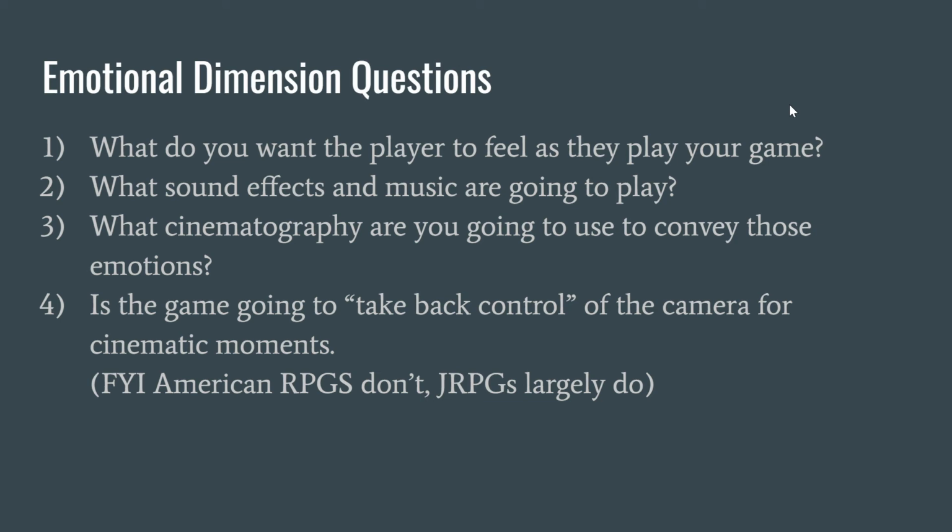This is a huge difference between American RPGs and JRPGs. American RPGs largely let the player control the camera during the cinematic scenes. JRPGs take control of the camera so they can use the camera and the angles of the camera to actually make you feel what's going on. If I'm in a cutscene in Skyrim, which is an American RPG, I can be looking away from the person talking to me.